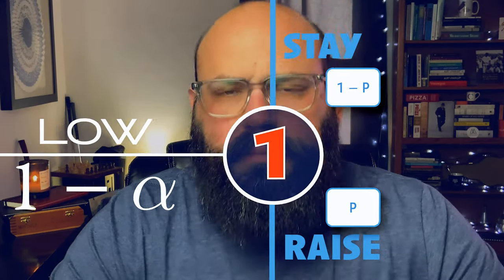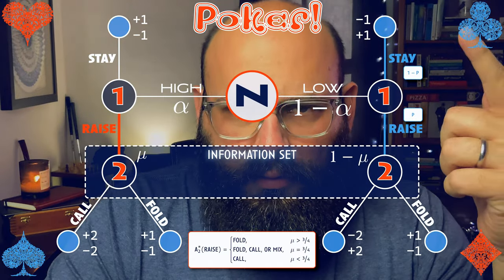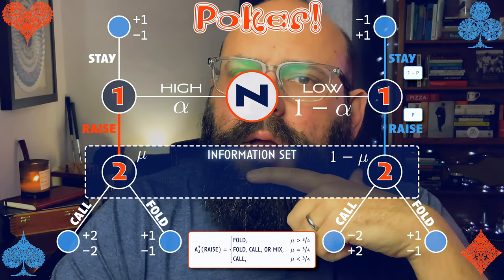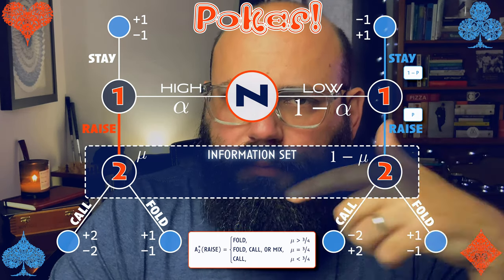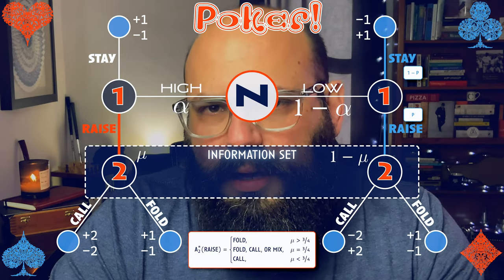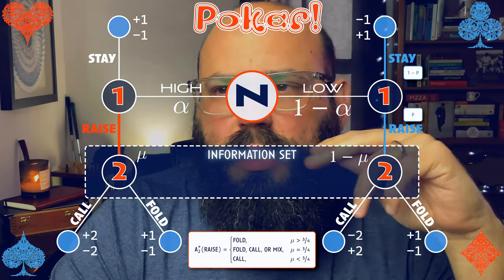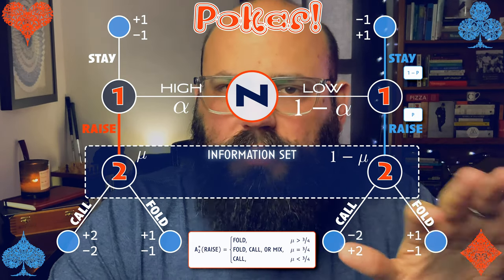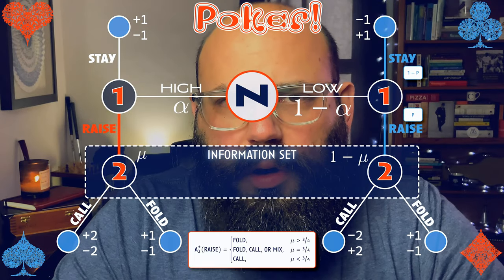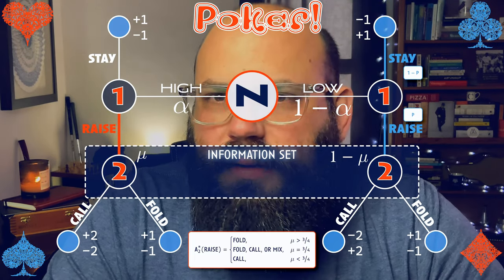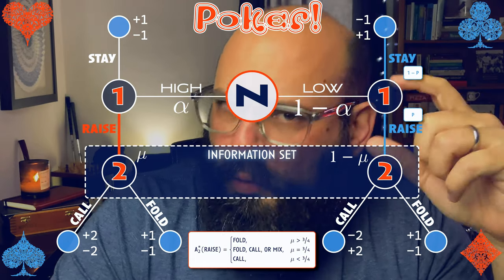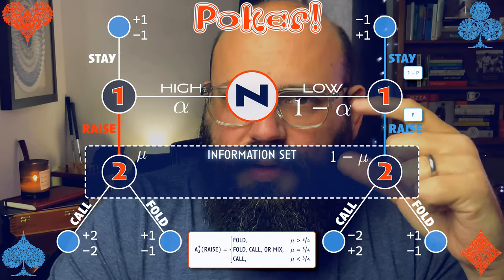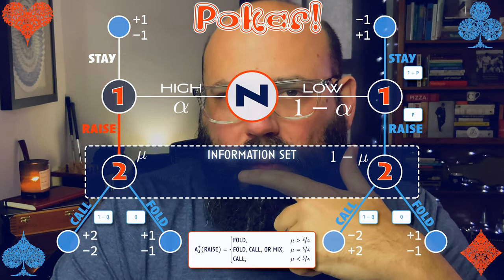But notice something. If the low type stays, they get minus one for sure, because they lose. However, if they raise, some of the time they could get a 1, and some of the time they get a minus 2, neither of which is exactly equal to minus 1. So none of the outcomes if they raise are equal to the outcome where they stay, which means that the only reason they would be willing to mix is if they were indifferent over these two options. But the only way that they could be indifferent over these two options is if player 2 was mixing as well.